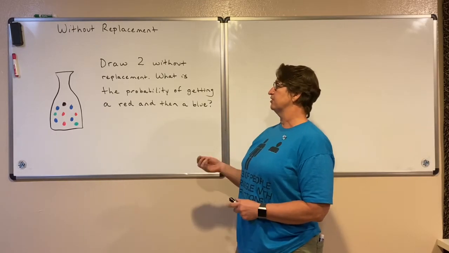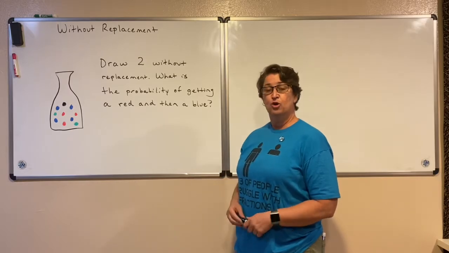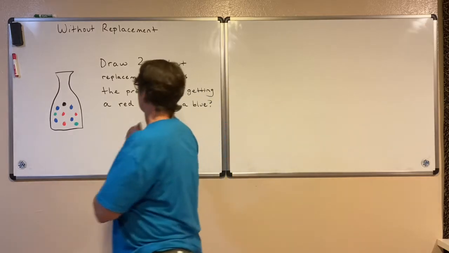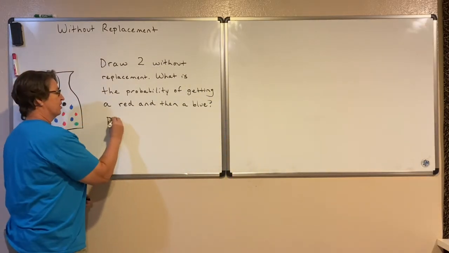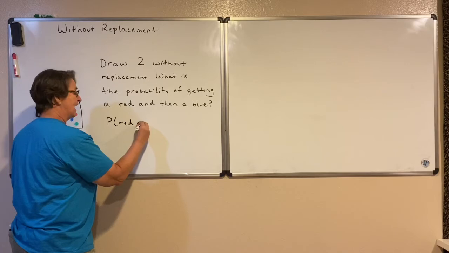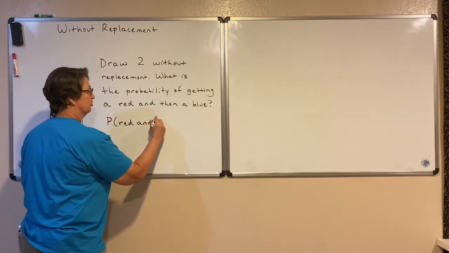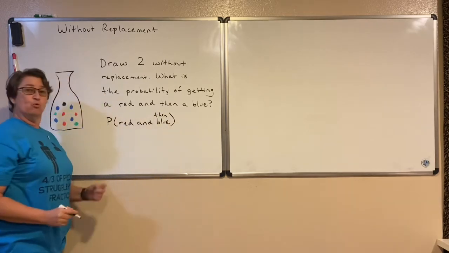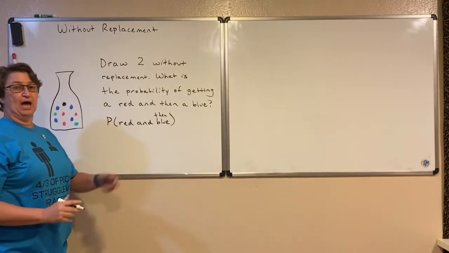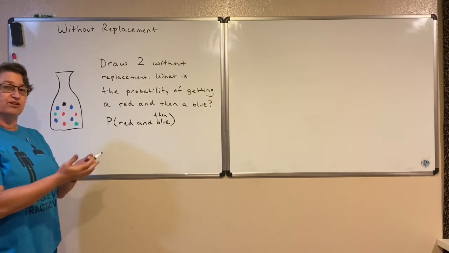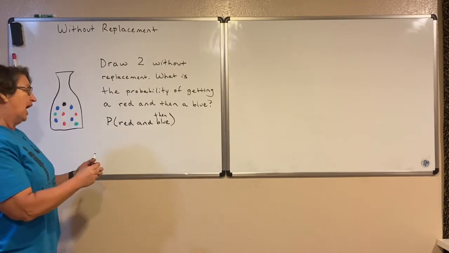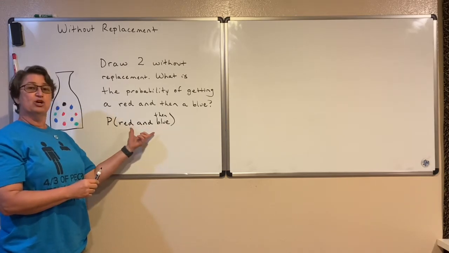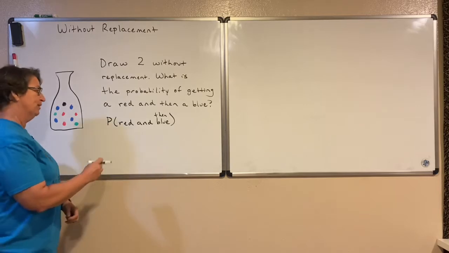What's the probability of getting a red and then a blue? We learned earlier that when I'm trying to get the probability of a red and then a blue, that "and" tells me I'm going to multiply. I have two different stages of this experiment, and I need the probability of this one and the probability of that one, so I'm going to multiply those probabilities.